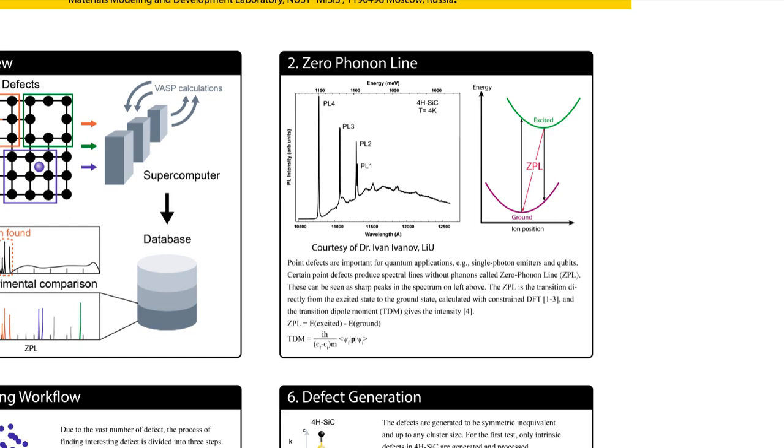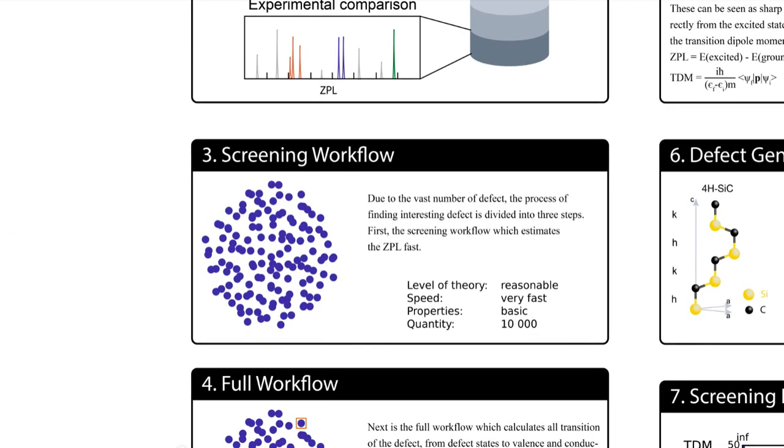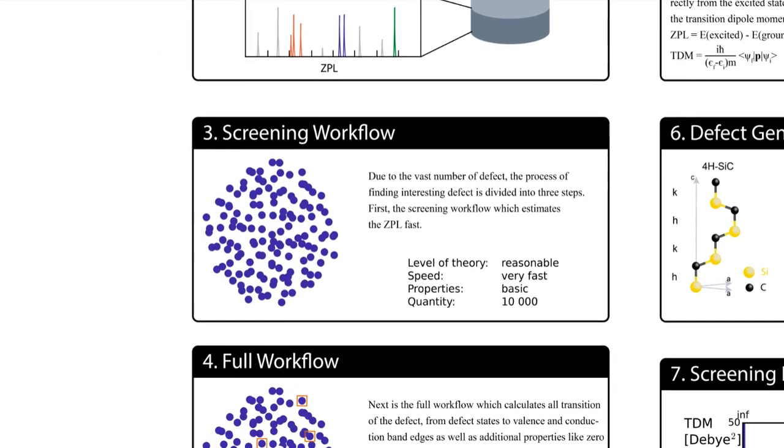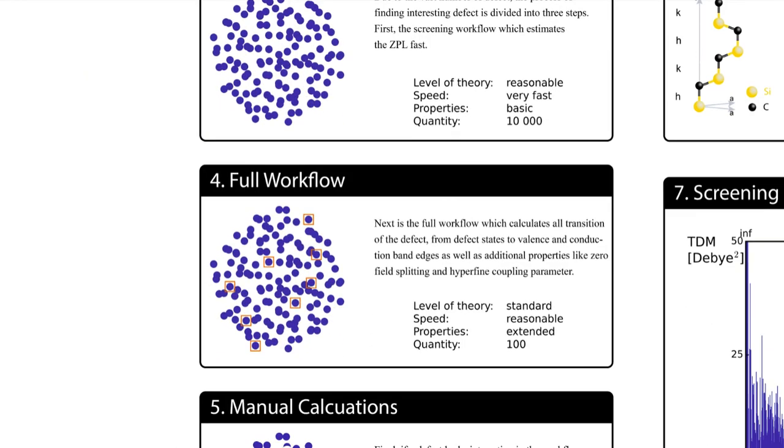How do we find them for all these defects? Since we have so many defects, we have divided it into several different workflows. First, we do a screening workflow with reasonable accuracy just to estimate the zero-phonon line. Next, we select defects from the screening workflow that look interesting and run them in a more accurate workflow.